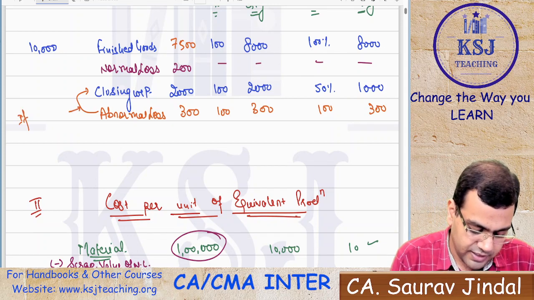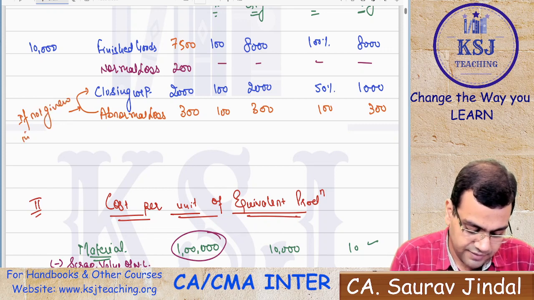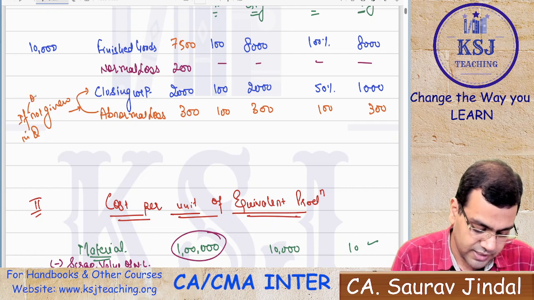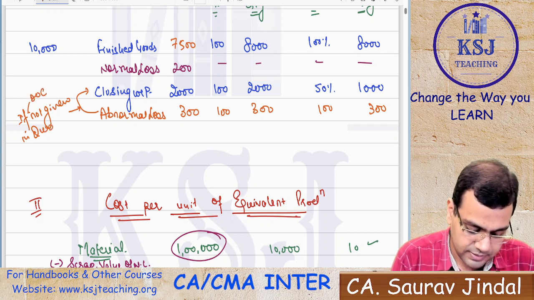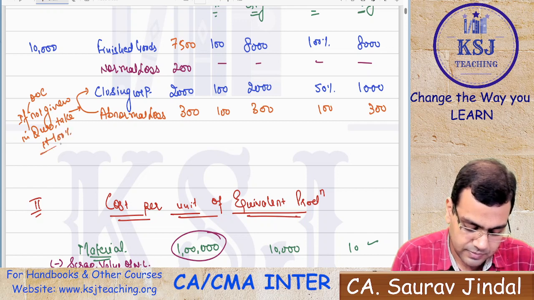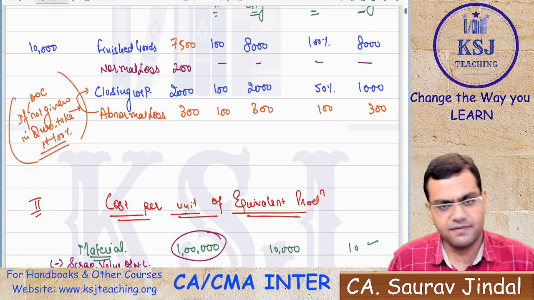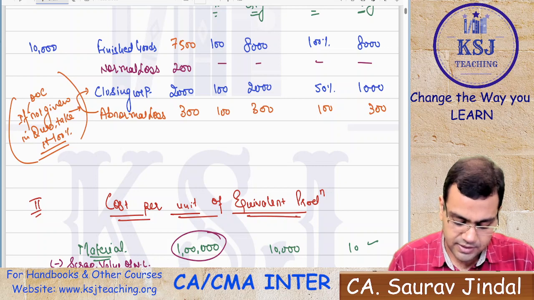If not given in the question, if DOC, that is degree of completion, take it 100%. Right? If given in the question, then we have to follow accordingly, sir.